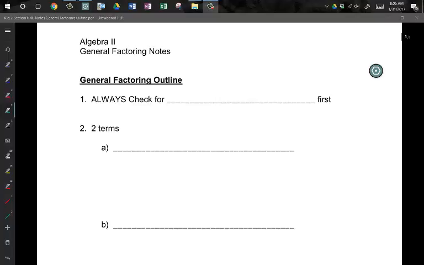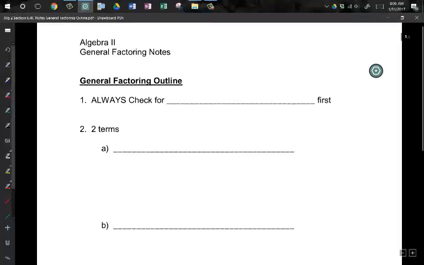All right, so here we are. We've got our general factoring, and what we're going to take a look at, as we title it, is 6.4c. We're going to try to see what you know here. Overarching principle, we talked about this yesterday. Whenever we start a factoring problem, what are we always going to look for?